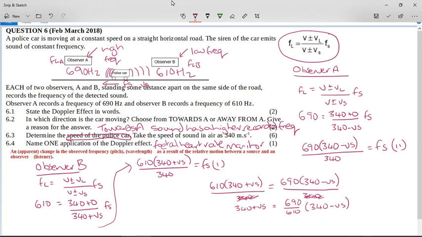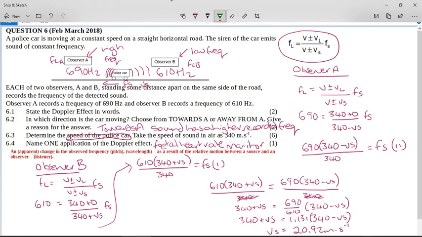So this 690 divided by 610, I can get a value for it if I put it in my calculator, and I end up with something like 1,131, times 340 minus Vs equals 340 plus Vs. So now the Vs terms are like terms, so you can solve this equation and you end up with the velocity of the source being 20,92 meters per second.